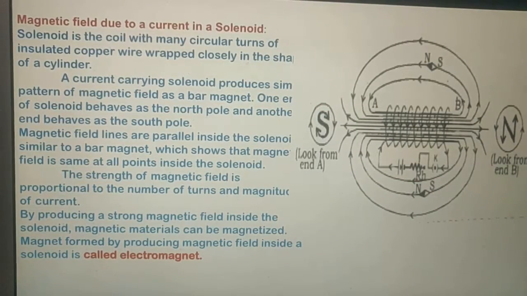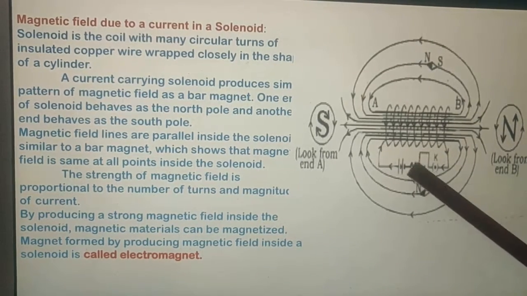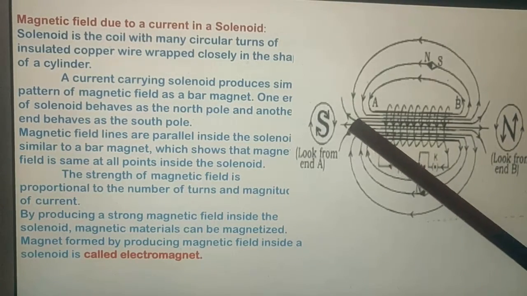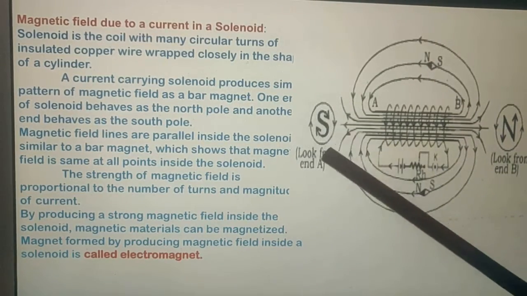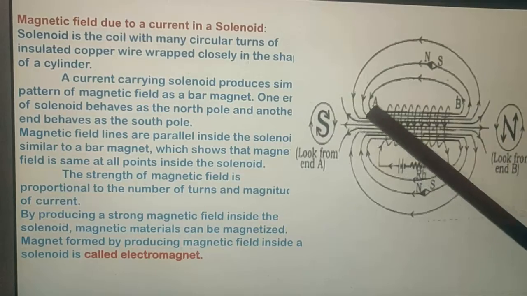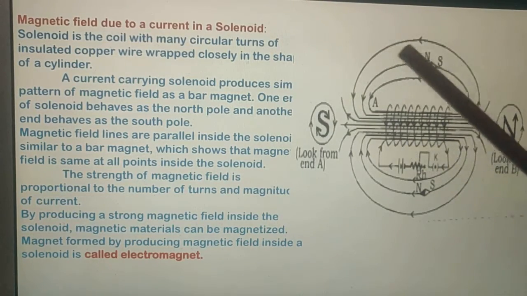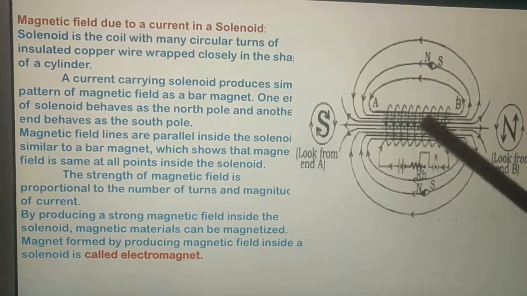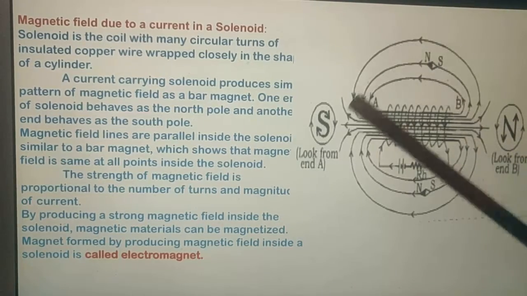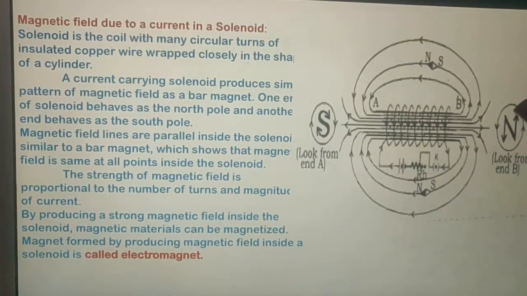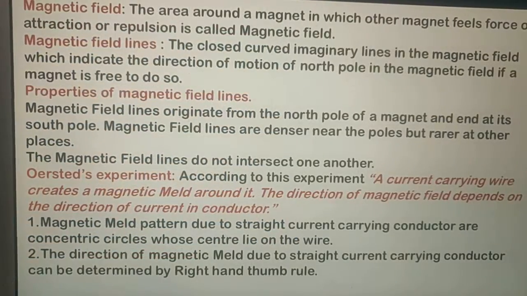As you see here, magnetic field due to current in a solenoid. Here you see the current is flowing in anti-clockwise direction, so this is South Pole, and here it is flowing clockwise, then it is North Pole. So this we can see very easily.